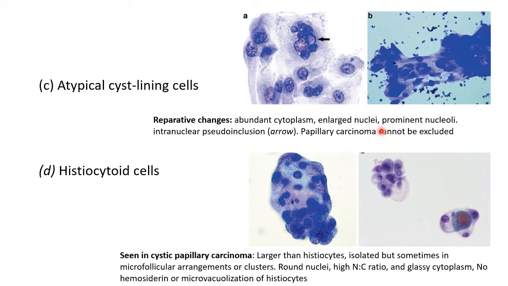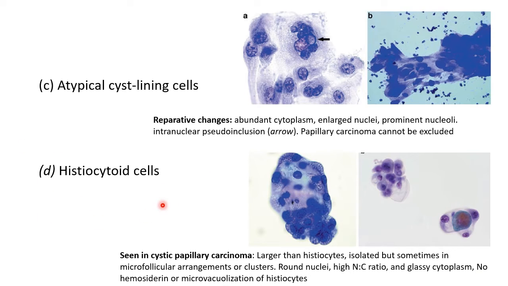Then another scenario where you can have nuclear atypia is the presence of atypical cyst lining cells. The cyst lining cells themselves can show many reparative changes: they can have abundant cytoplasm, enlarged nuclei, prominent nucleoli, and intranuclear pseudoinclusions can be seen, as in this particular cell. But sometimes these changes may be very marked, so you may not be able to differentiate them from a malignancy. In those cases, you have to classify them as atypia of undetermined significance with nuclear changes.